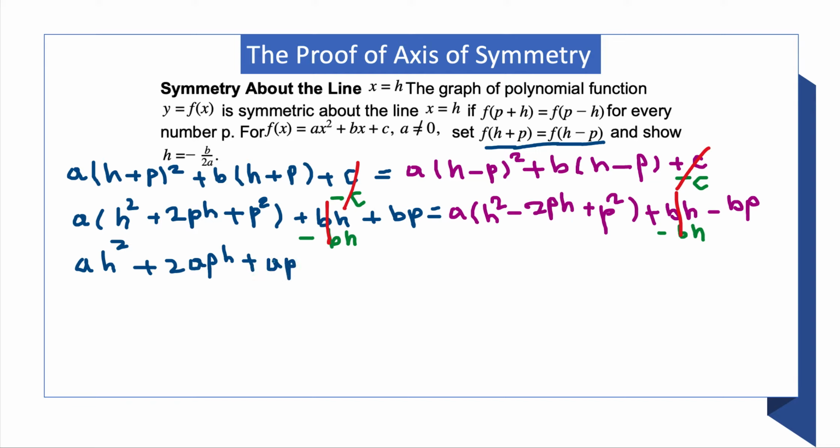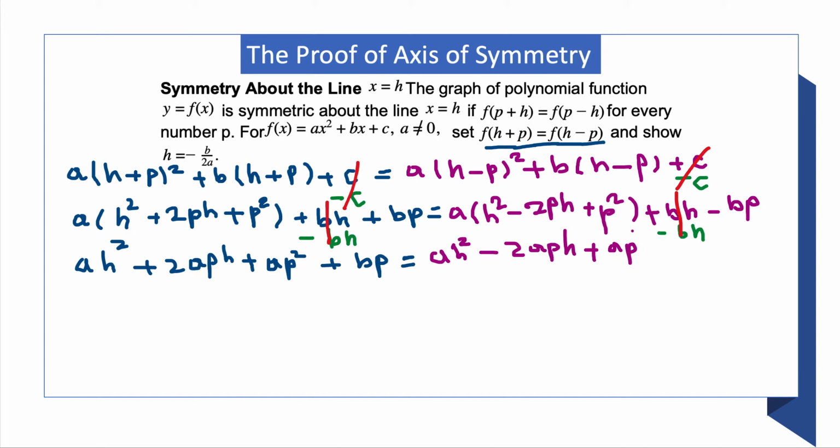Just let me make this better because look, okay, plus bp. So I have all the factors, all the terms, I didn't miss anything. And same thing, I'm going to the other side, I'm going to distribute a inside the parentheses, and a h squared minus 2aph. So okay, I'm going the same way, I will write plus ap squared.